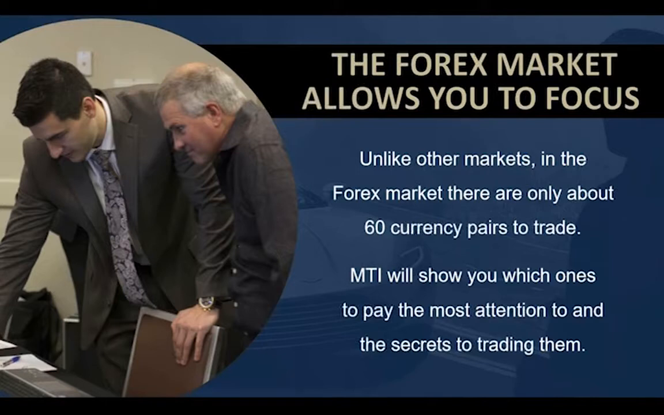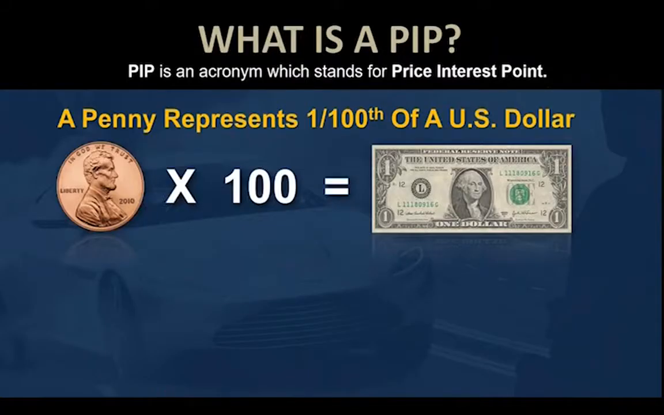Now, one more quick thing we need to know about before we jump into the market, into our charts here: you need to know what a PIP is. PIP stands for Price Interest Point. It's an acronym. Now, very quickly here, I'm sure most of you here in the room probably already know that there are 100 pennies in a US dollar. So a penny represents 1/100th of a US dollar.